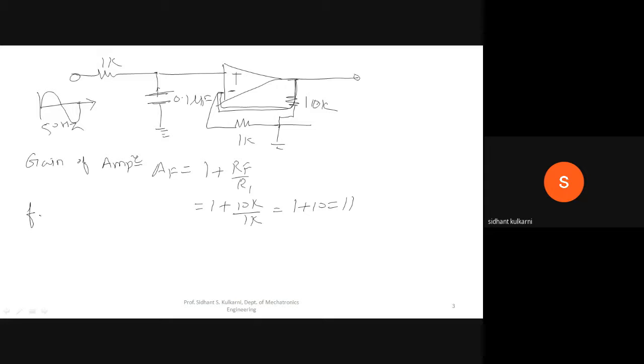Can anyone tell me the cutoff frequency of this circuit? For the cutoff frequency, we need to use the formula 1 upon 2 pi RC. What is the value of R? 1K. So 1 upon 2 pi into 1K into 0.1 microfarad, that is 10 raised to minus 6. Tell me the value of the cutoff frequency. Anyone can answer, or we'll use the calculator. 2 pi into 1K into 0.1 micro. What will be the cutoff frequency? Can anyone tell?